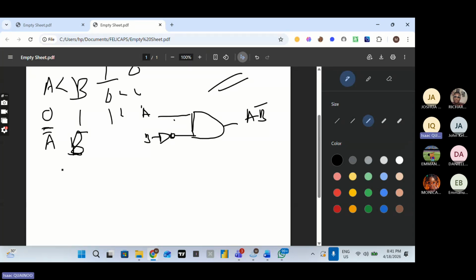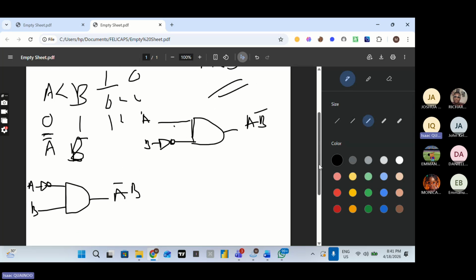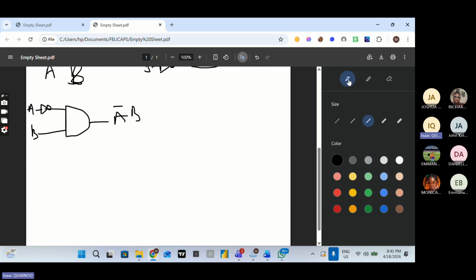If you are to represent this as an AND gate, we are going to have A prime, so we invert our A using a NOT gate, and then we have B, and the output is A prime B. So we've been able to make our deduction for our greater than or less than, and then our equality.